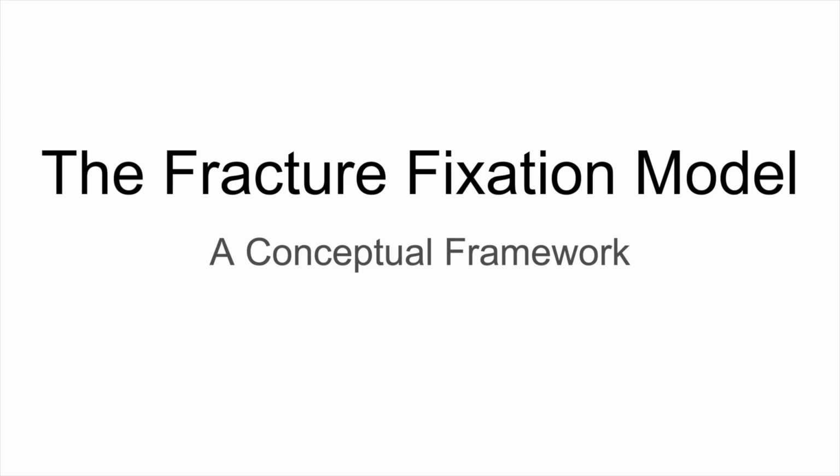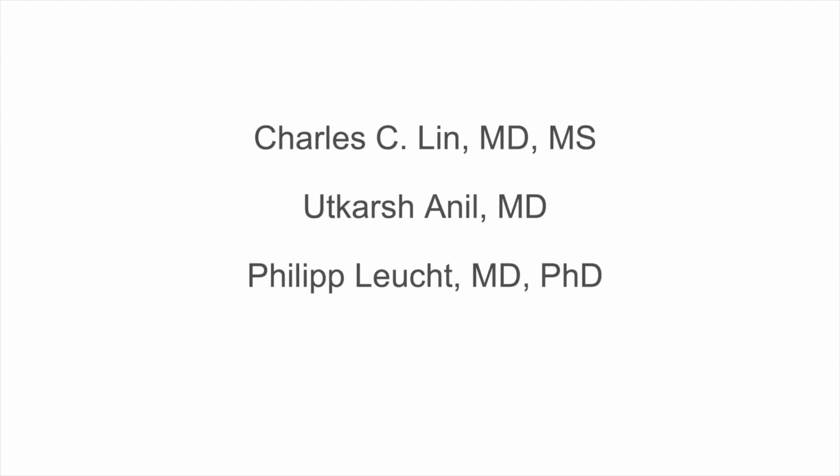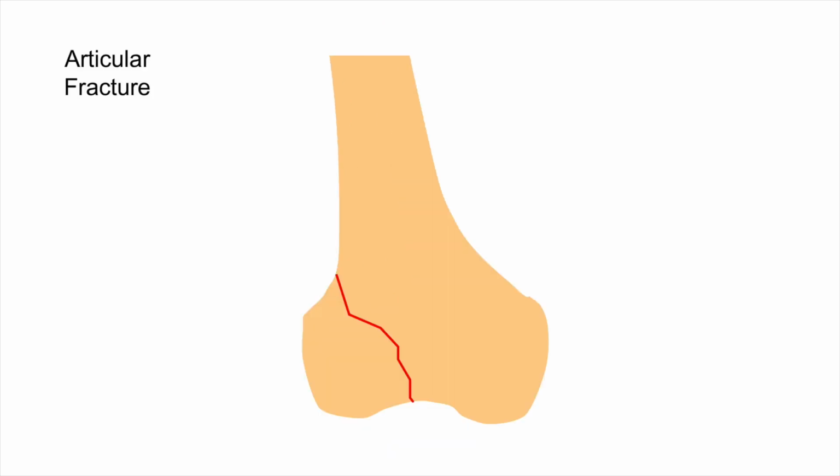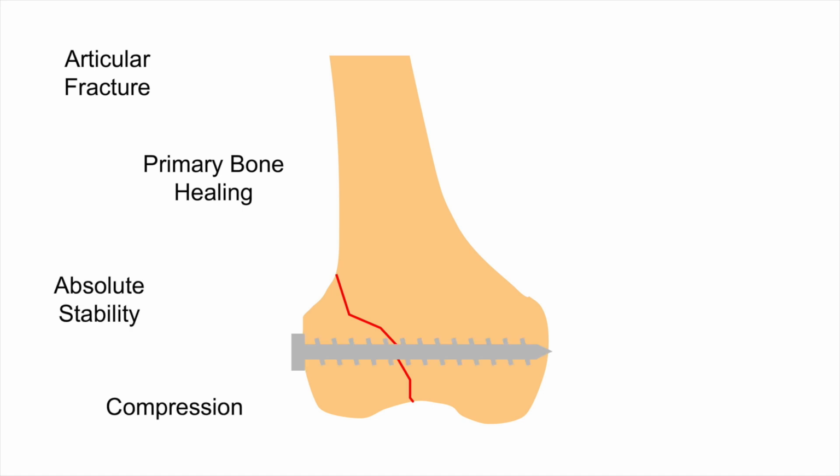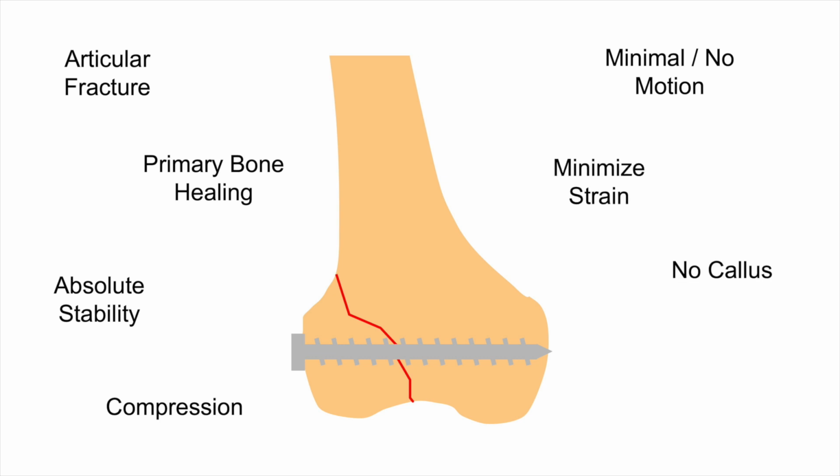Hey man, do you ever feel like learning about bone healing just seems like an association of a bunch of terms? For example, if you have an articular fracture, you want to heal with primary bone healing. In order to do so, you're trying to get absolute stability through compression in order to minimize the motion of the fracture site so that strain is minimized and there will be no callus formation. And in order to do all this, you probably need to do a direct reduction.